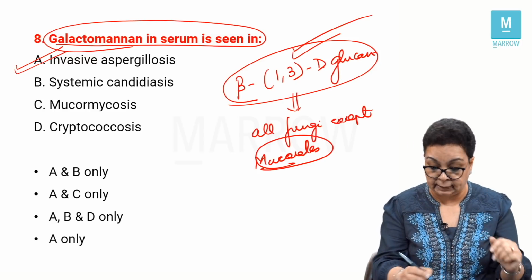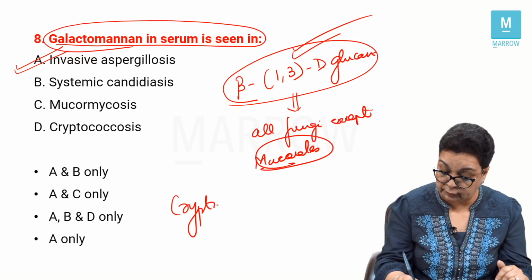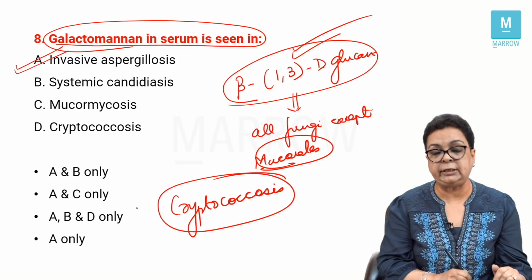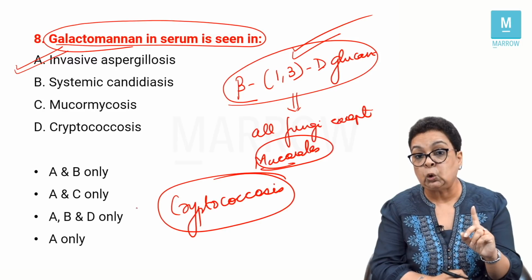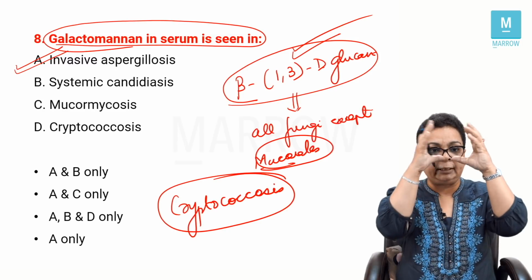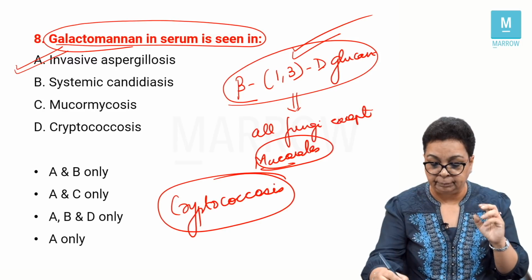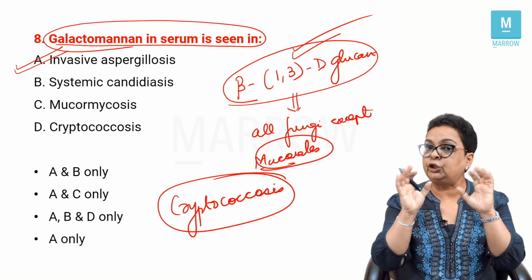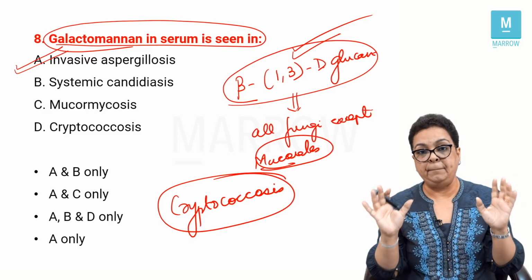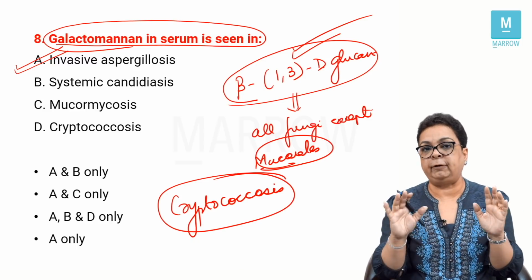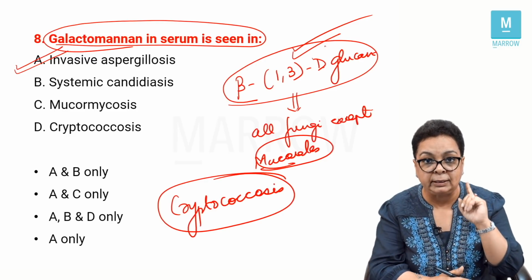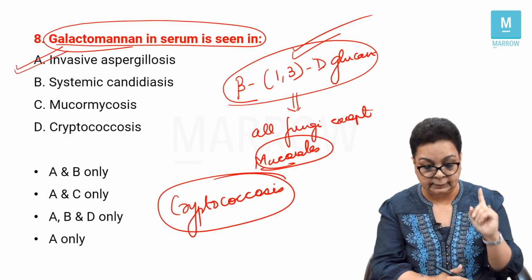And one more exception is cryptococcosis. Again, beta-1,3-D-glucan is not detectable in cryptococcosis. Reason is because the capsule is enclosing the beta-1,3-D-glucan in the cell wall. Hence, this antigen is not released into the blood. In all other systemic fungal infection, beta-1,3-D-glucan is detectable in the patient's serum.